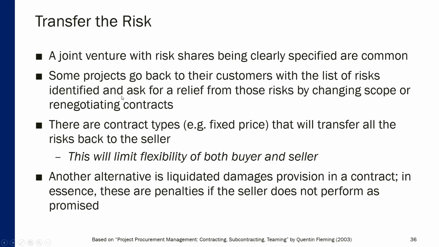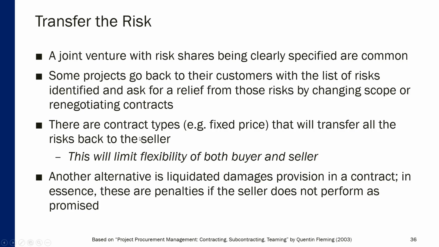Now, some projects go back to their customers with the list of risks identified and ask for relief from those risks by changing the scope or renegotiating the contract, so that not all of the risks are borne by the performing project team. There are legal mechanisms for that.